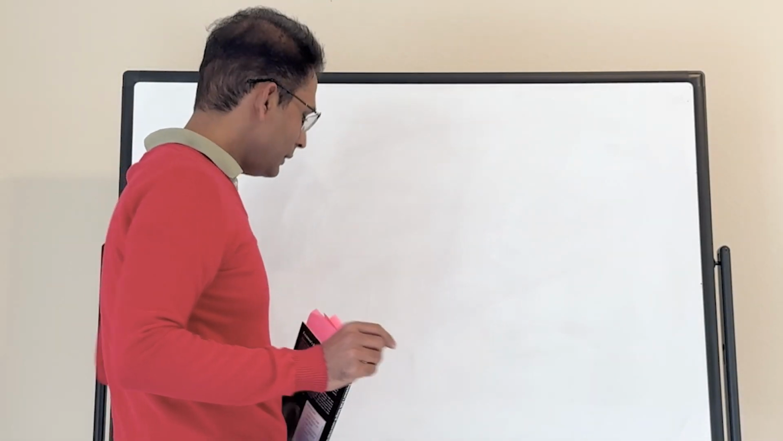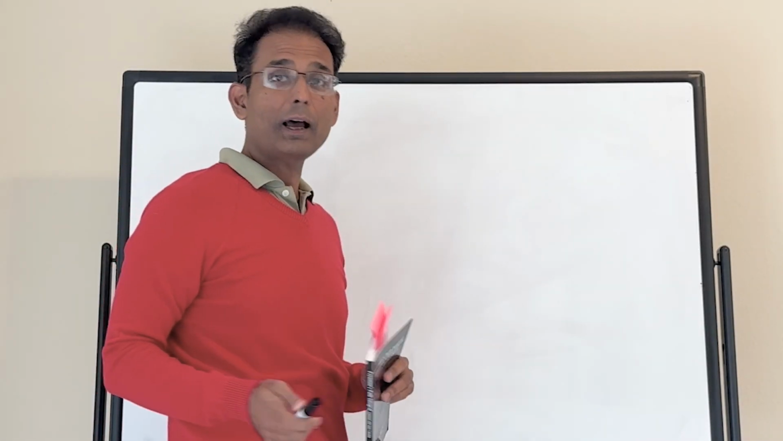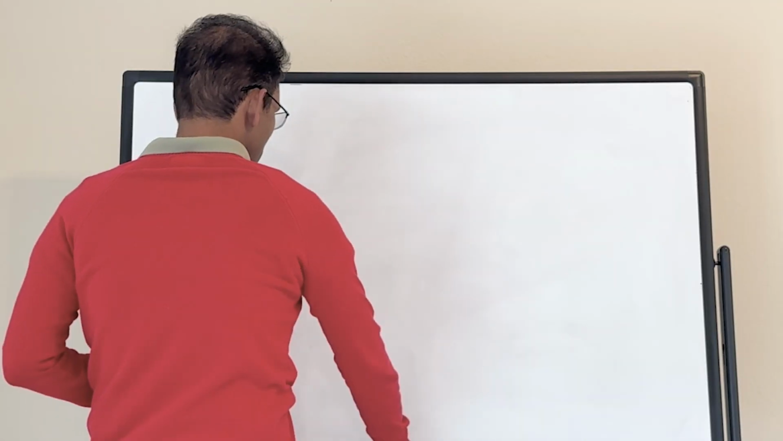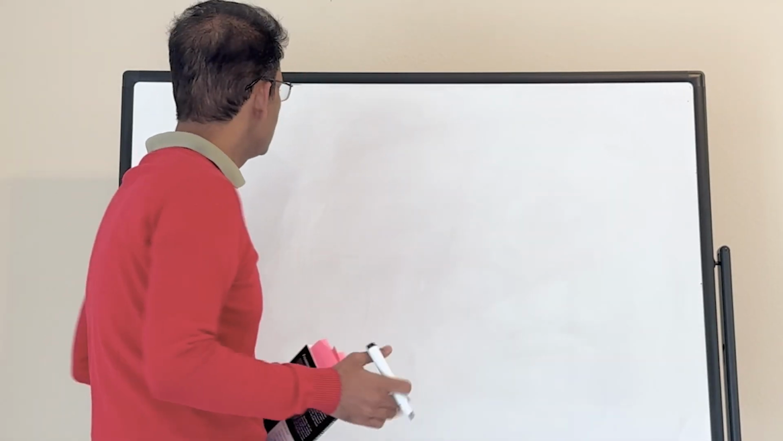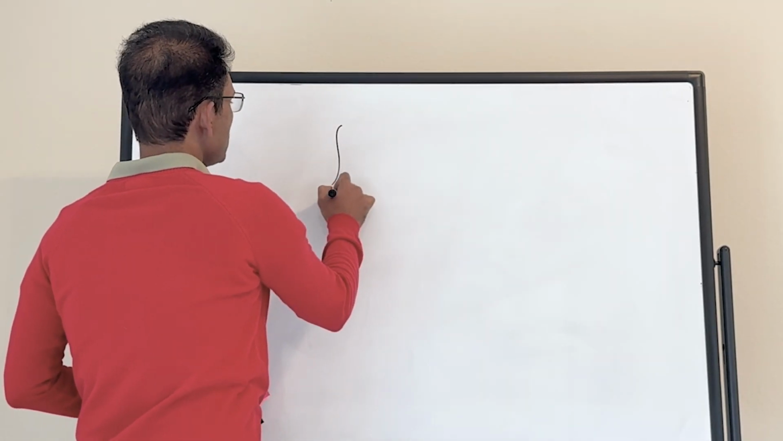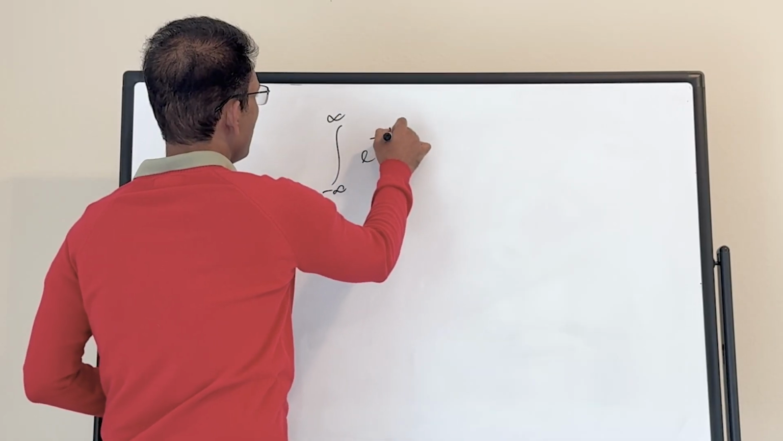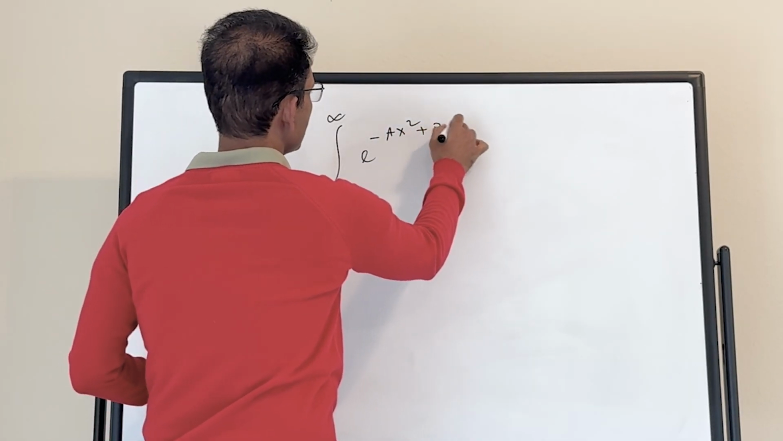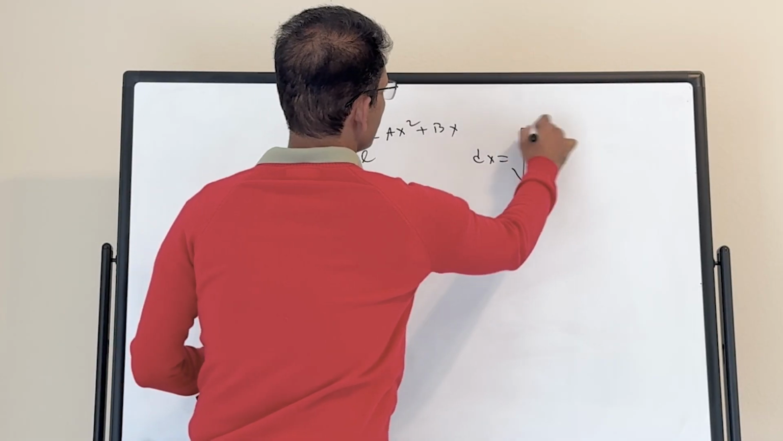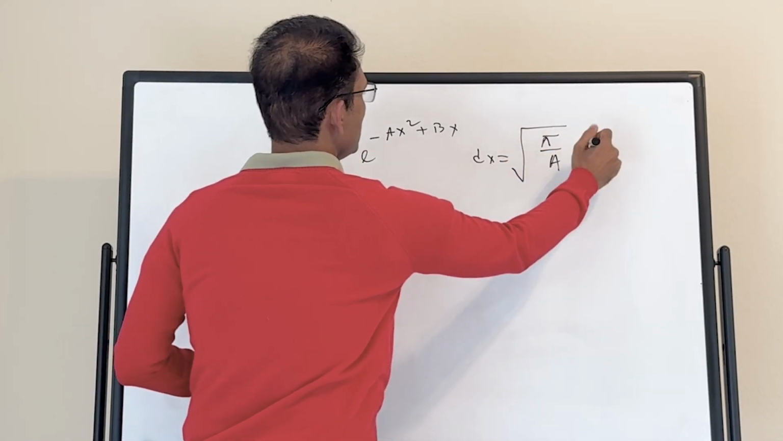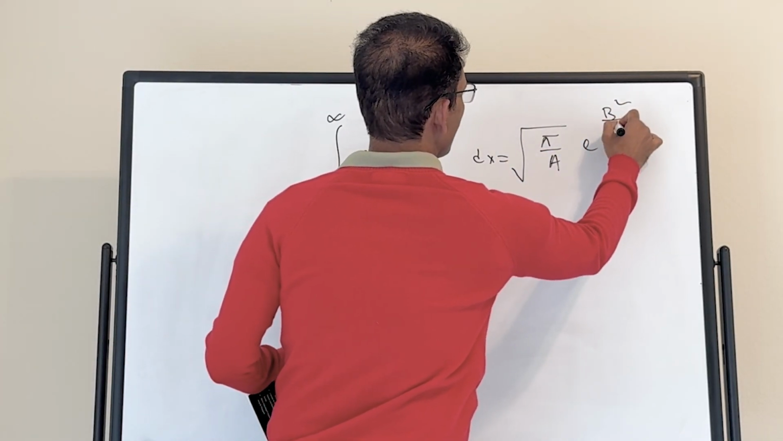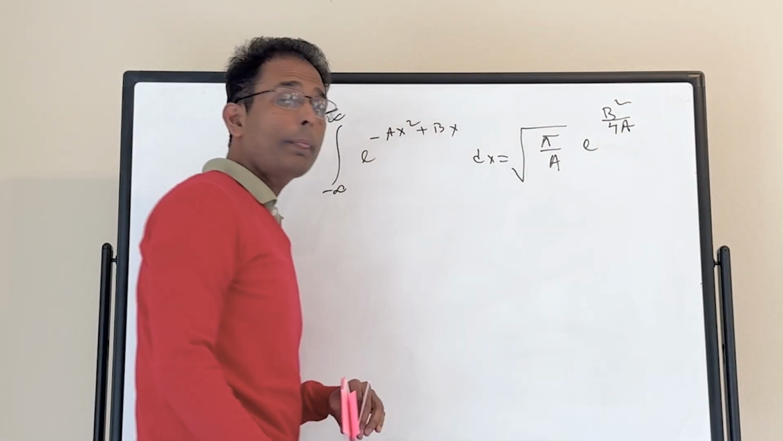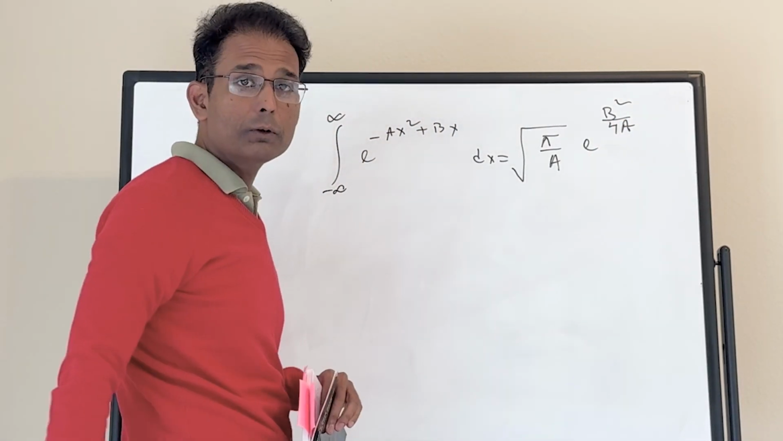Let me just give a brief recap of what we did. So the main formula that we derived was this: the integral from minus infinity to plus infinity of e to the power minus ax squared plus bx dx is equal to square root of pi over a e to the power b squared over 4a. So that is the main formula that we derived.